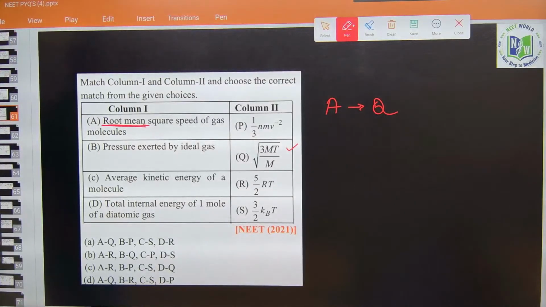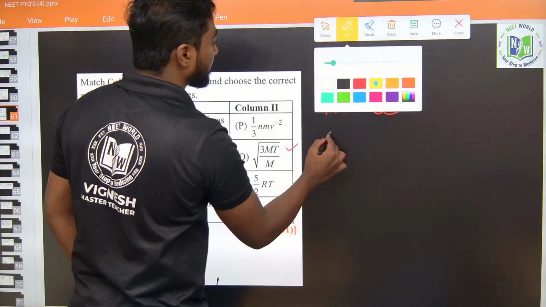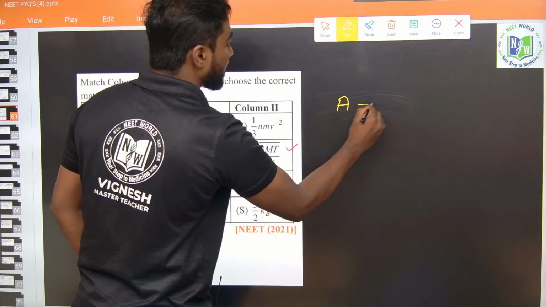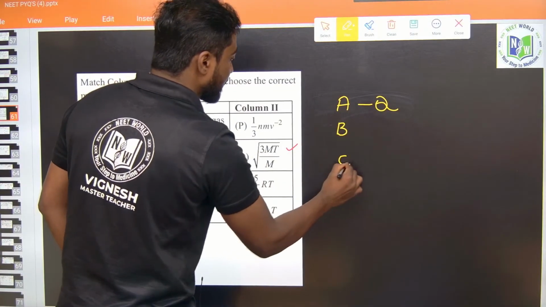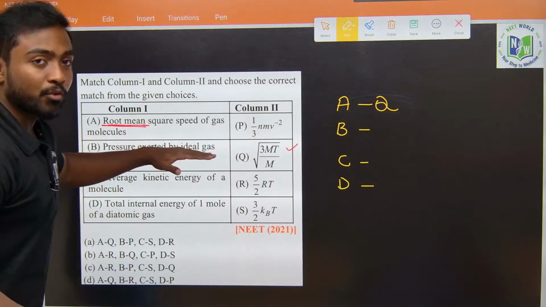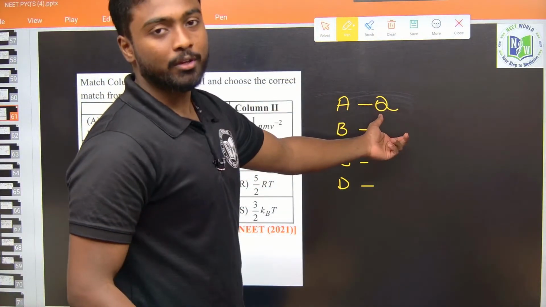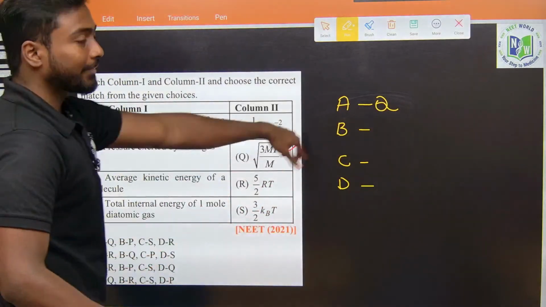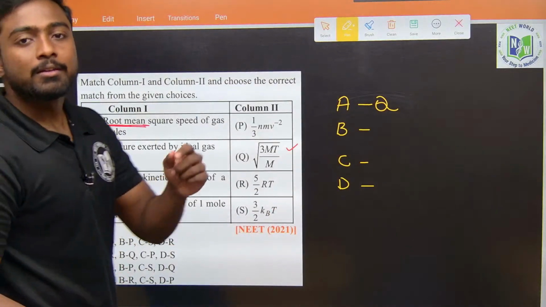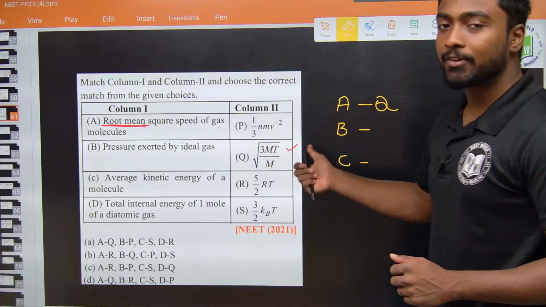For the second one, pressure exerted by ideal gas. Let me write it in some other color so it is visible. If you are not getting this one, go for the third one, and whichever option is left, we can choose that one. If you know the answer, directly you can write it. But if you are not getting it, see whatever other formulas you know, match those, and take the remaining one for that option, right?